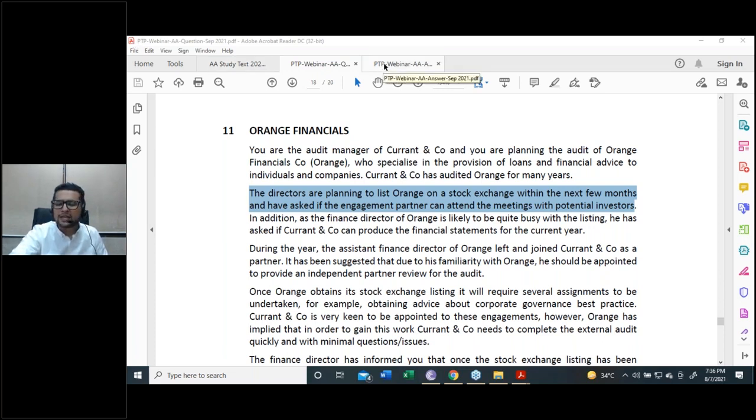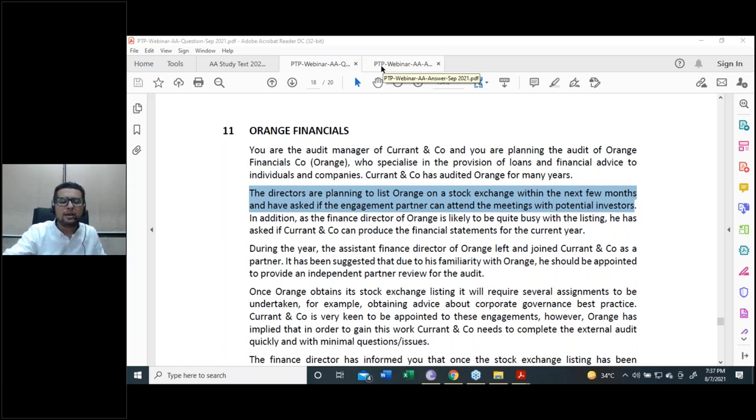This will create an advocacy threat because the audit firm will be seen as taking the side of the client. Their presence during that meeting will indicate as if the auditor is taking the side of the client, supporting the narrative of the client, as if the auditor wants this loan to be handed over to the client, which is clearly not the case, because this is not my job as an auditor.